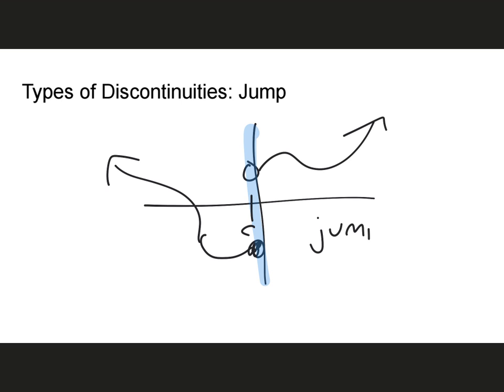We have a jump at x equals c, the y value at c drastically changes. It is a function because one of them is a closed circle and one of them is an open circle. It could be two open circles as well. It would still be a jump. And if I trace my function, I have to lift my pencil at x equals c, so it is not continuous.